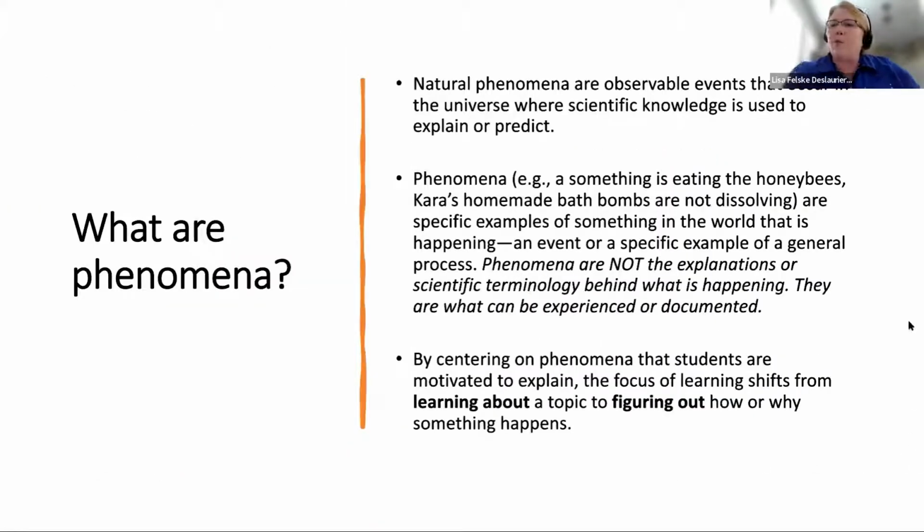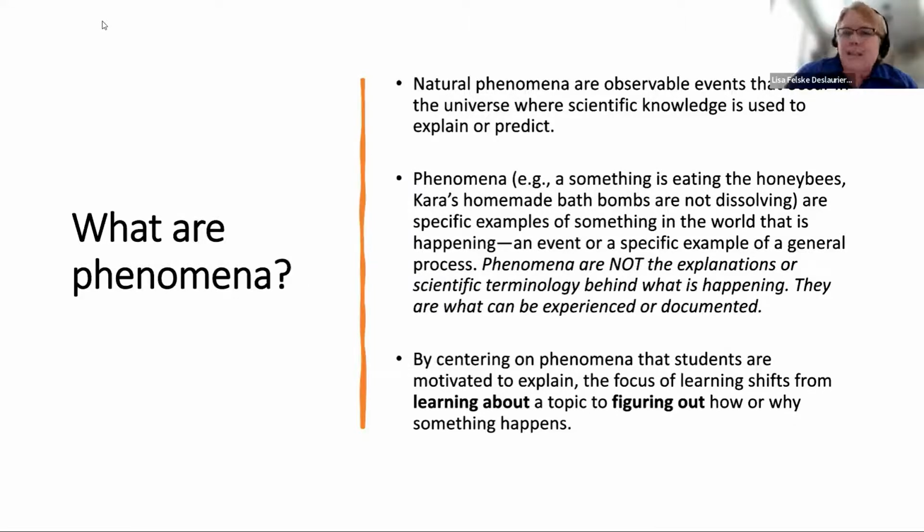But before I move on, I want to talk a little bit more about phenomena itself. So the phenomenon in these examples were the video of the raccoon and the picture of the truck. And so what a phenomenon is, is something where you have to use scientific knowledge to either explain, predict what happens next, or find a pattern. And so it can be almost anything. Something is eating the honeybees, and so we have to figure out what's going on, or Kara made some homemade bath bombs and they're not dissolving. And so it's an example for you to explain some type of scientific process.